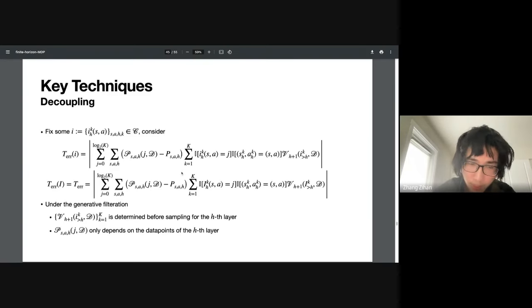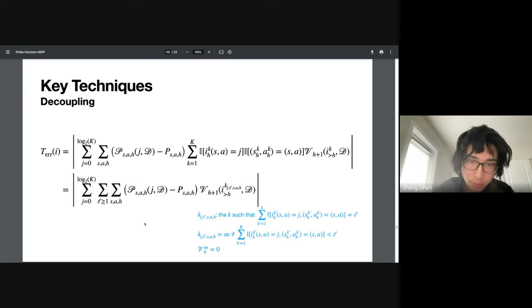Now we give some analysis for the term t arrow of i. The first observation is that, remember the small i is fixed, so the only randomness comes from the learning process, the value of SEH and the KH, and the dataset D. So there are two parts. For the randomness in dataset D, we apply the decouple argument. For the randomness in the trajectory SHK and IHK, we apply a union bound argument. The observation is that the value function of H plus one only depends on the samples after the H layer, the samples of the H plus one layer to the final capital H layer, and the empirical function script P only depends on the data points of the H layer. So the dependencies are separated.